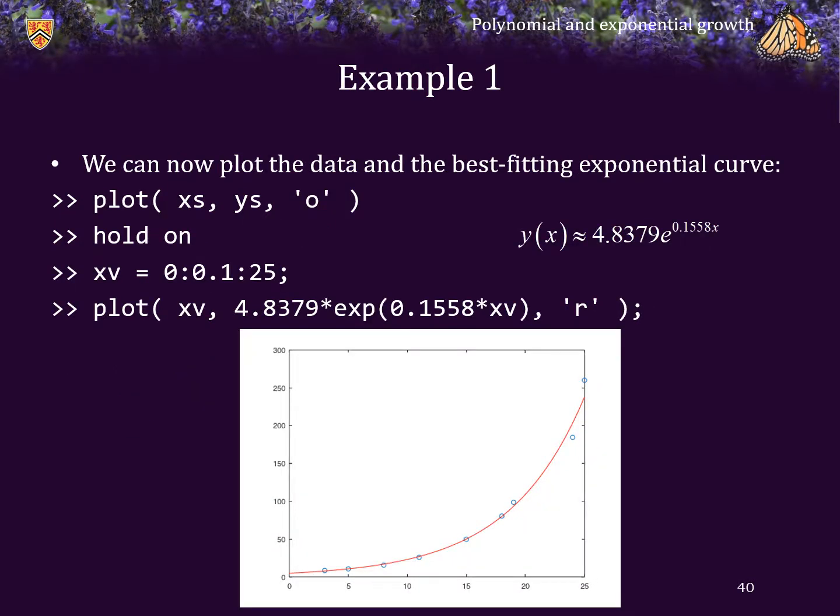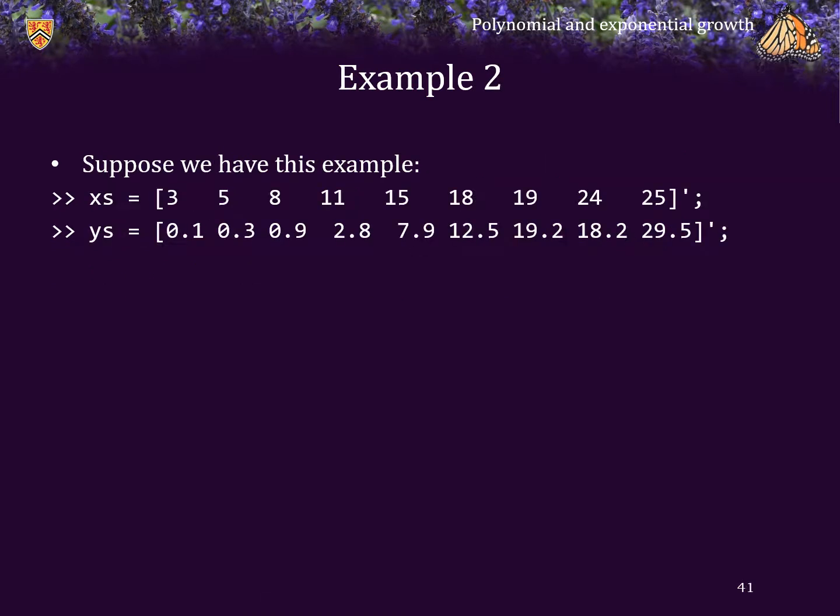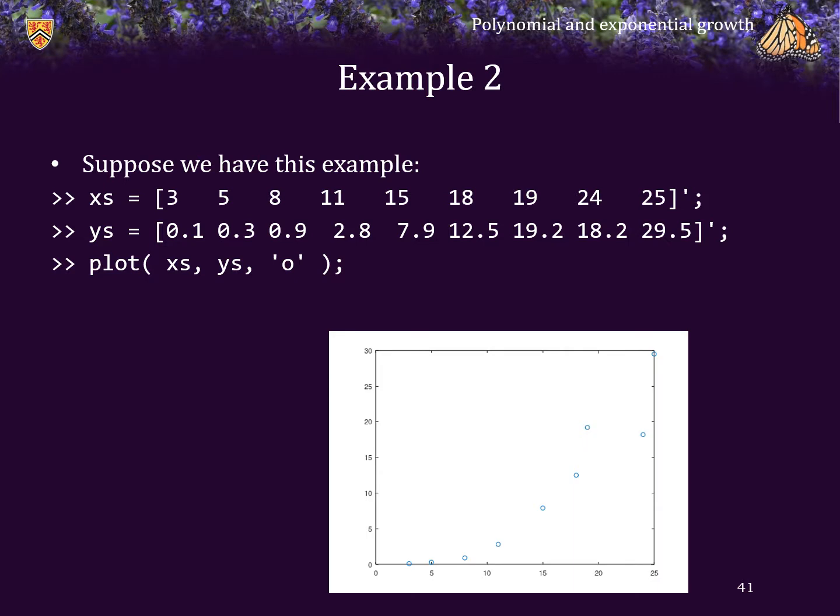We can now plot the data and the corresponding exponential curve. And as you can see, it is actually a reasonable fit to that data. Suppose we have this data instead. Again, let's plot the points. And looking at the result, we can ask ourselves, is this growing polynomially or is it growing exponentially?